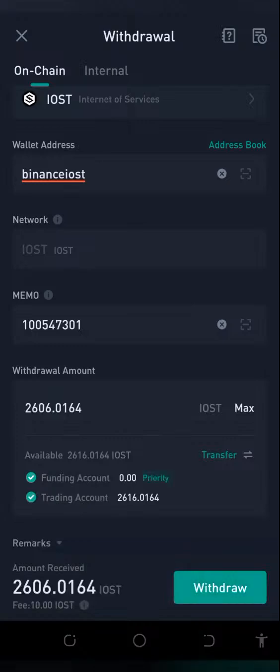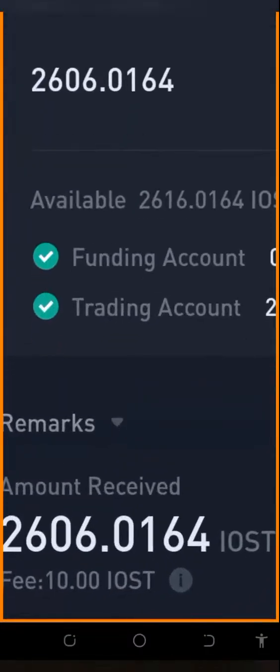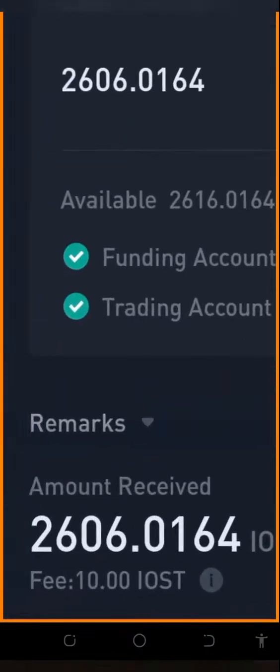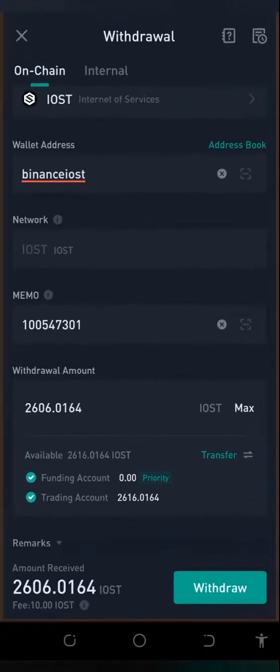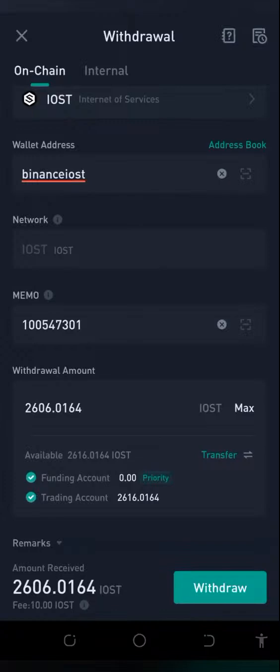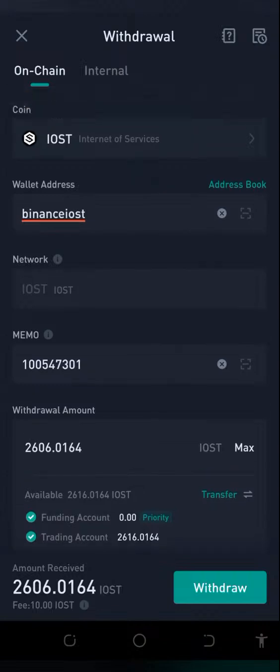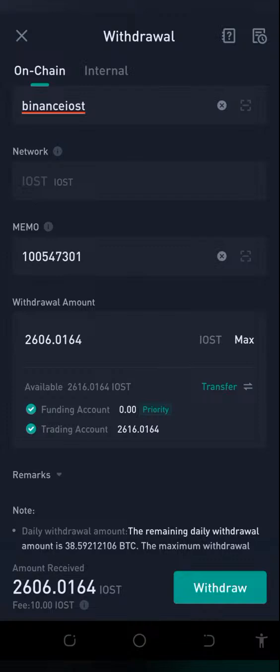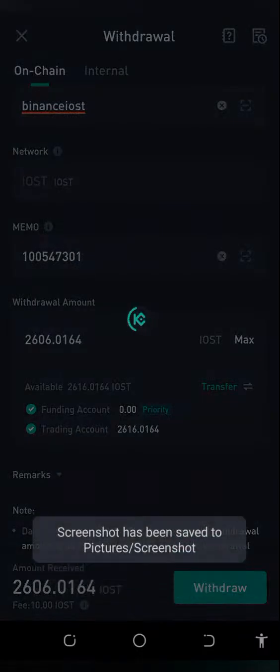So what we get is 2606. Remember that there's going to be a withdrawal fee of about 7 cents. It says that the fee is 10 IOST, which is the equivalent of about 7 cents. Okay. So we're going to go over and get this done. All right. So 1 to go. Let's withdraw.